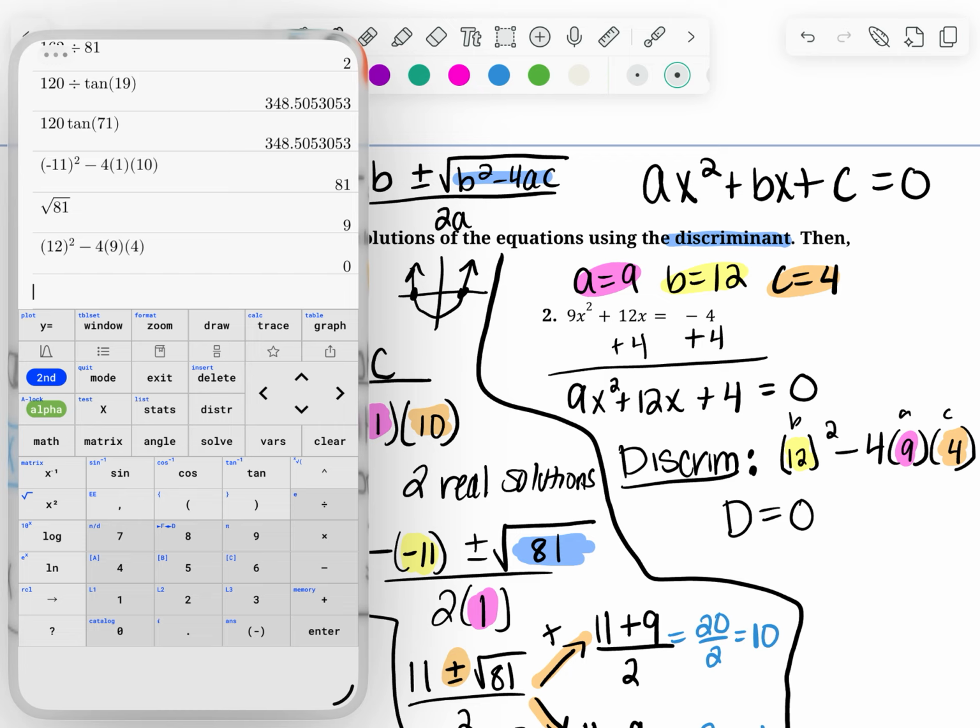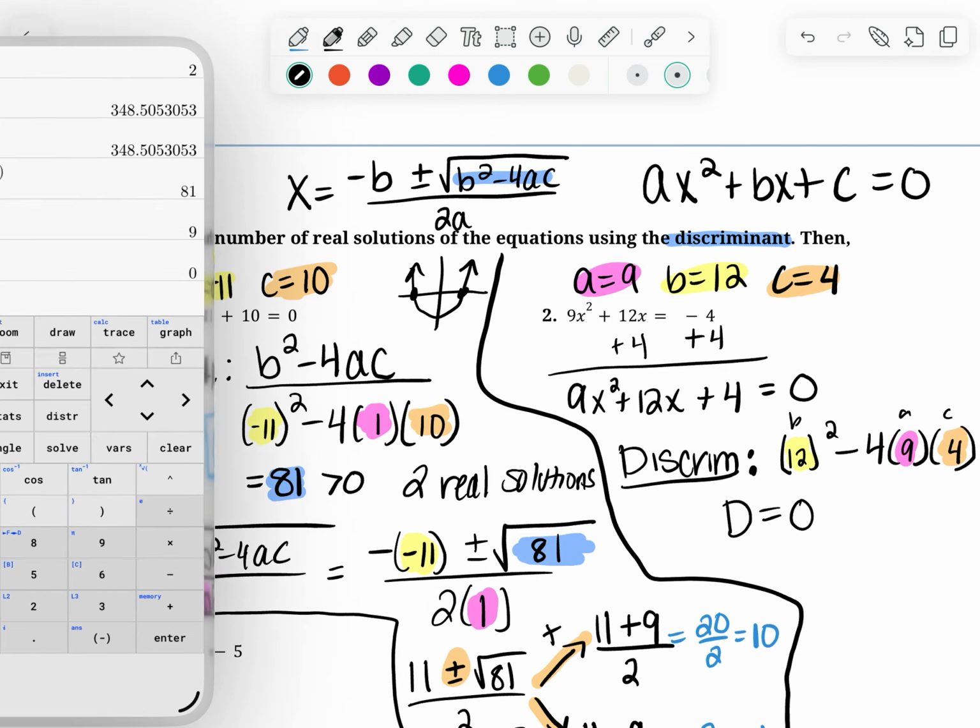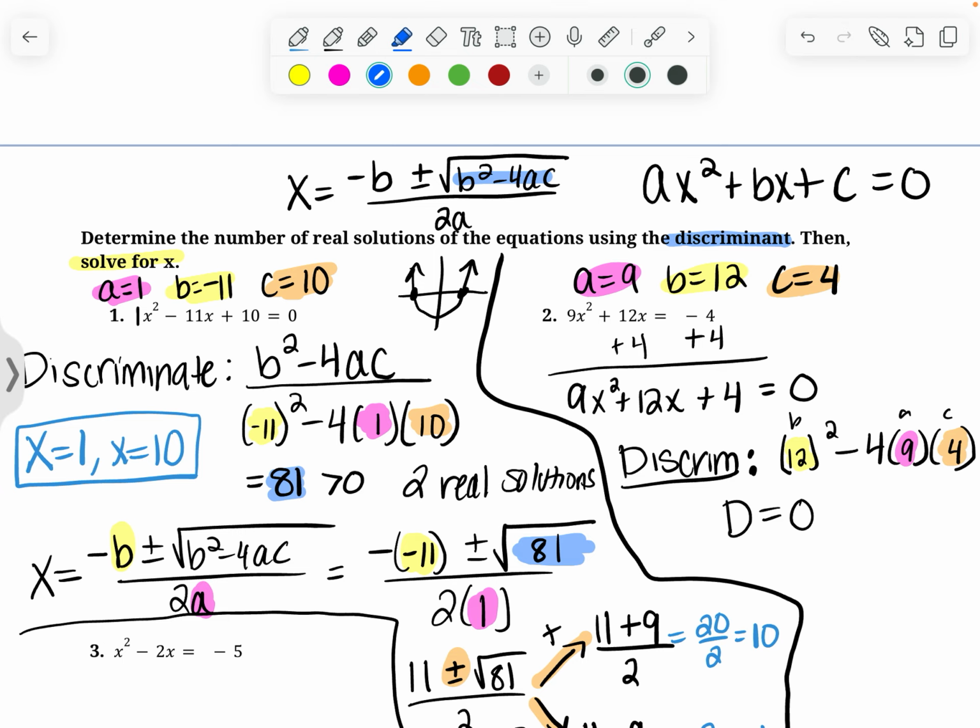So discriminant equals 0. That means when we have the quadratic formula and we plug back in, we're going to end up having 0 under the square root, which means that we are going to have just one. This is equal to 0, so we are going to have one real solution.